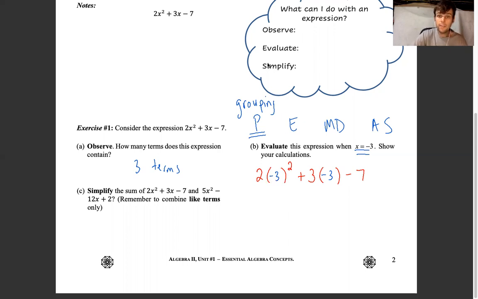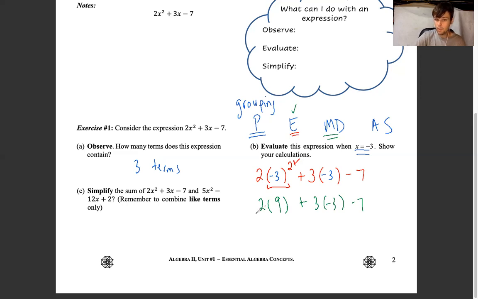But we do have some exponents, right? Or at least one exponent right here. So we're going to evaluate that. We're going to do negative 3 to the second power, which means we do negative 3 times negative 3, which is 9. A negative times a negative is positive. So we end up with 2 times 9 plus 3 times negative 3 minus 7. So we are done with exponents. Now we need to do multiplication and division.